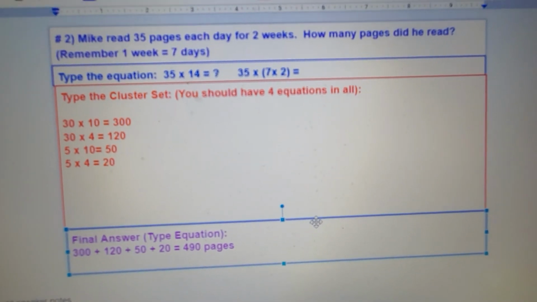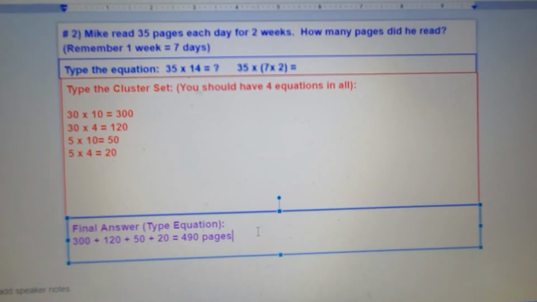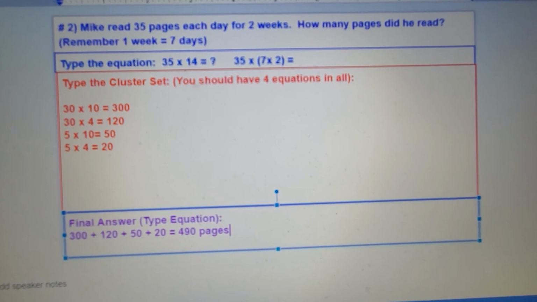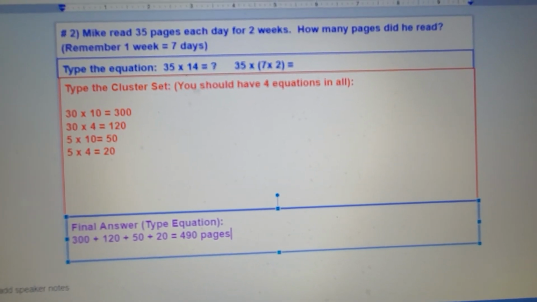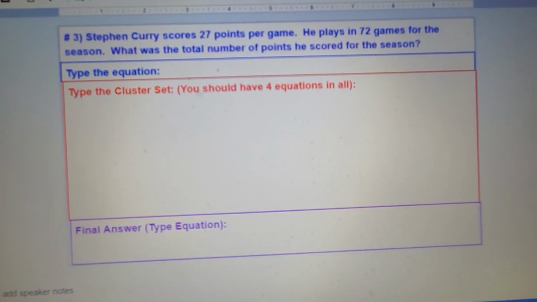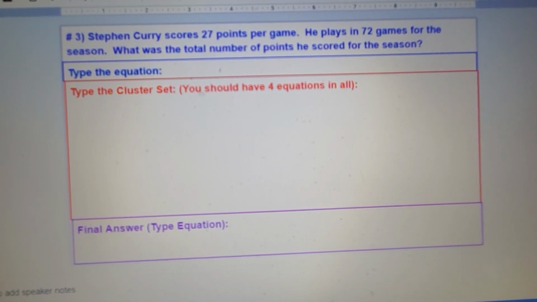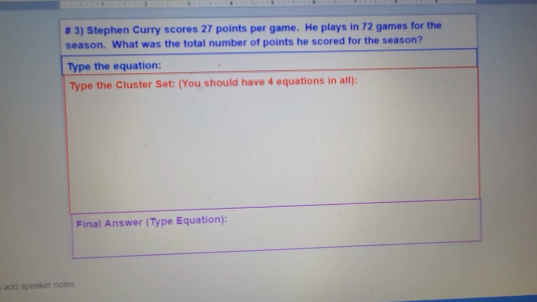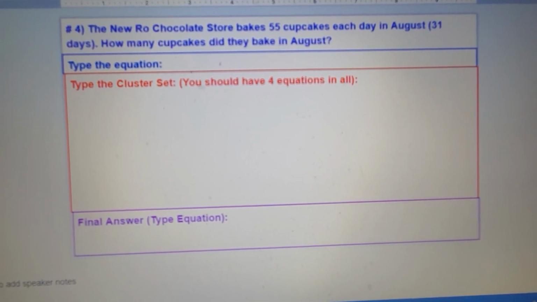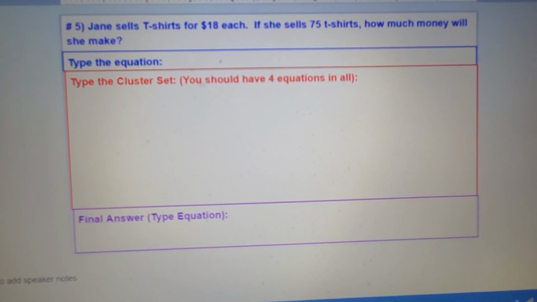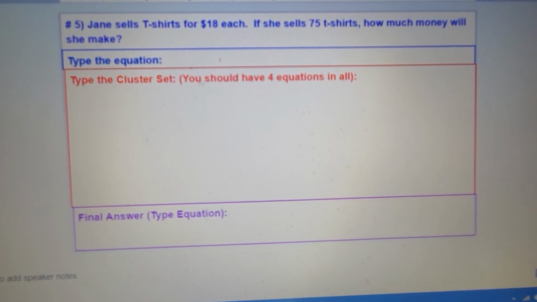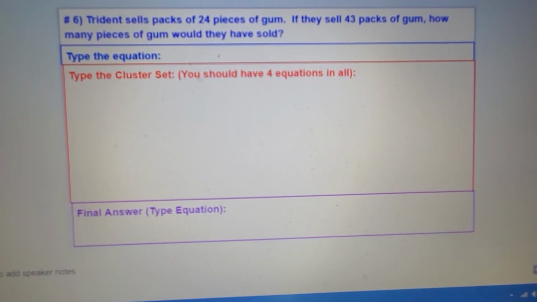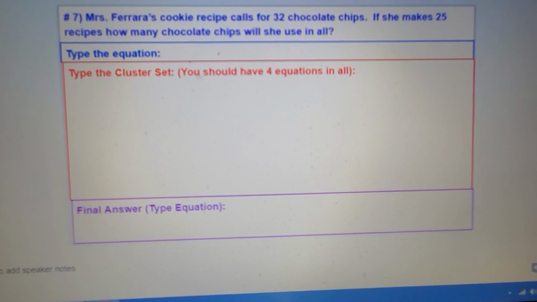Okay? So that's how you're going to solve the rest of them. There are, like I said, 8 altogether. So that's number 3, number 4, number 5, number 6, number 7, and number 8.